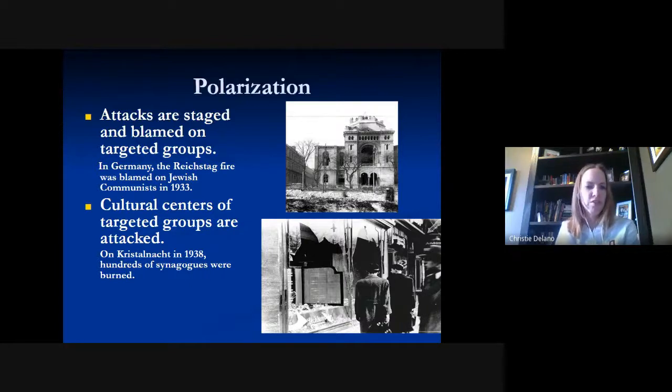Cultural centers get targeted and attacked. So you're looking at synagogues. In 1938, an event called Kristallnacht takes place, where hundreds of Jewish synagogues across Germany get attacked and burned.